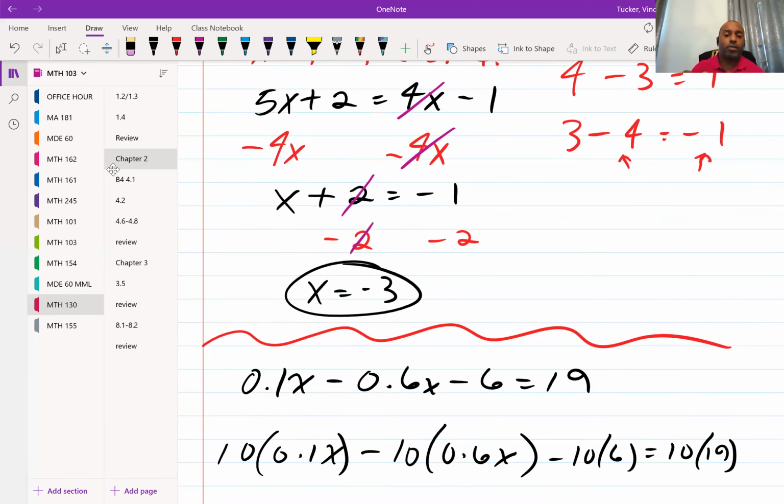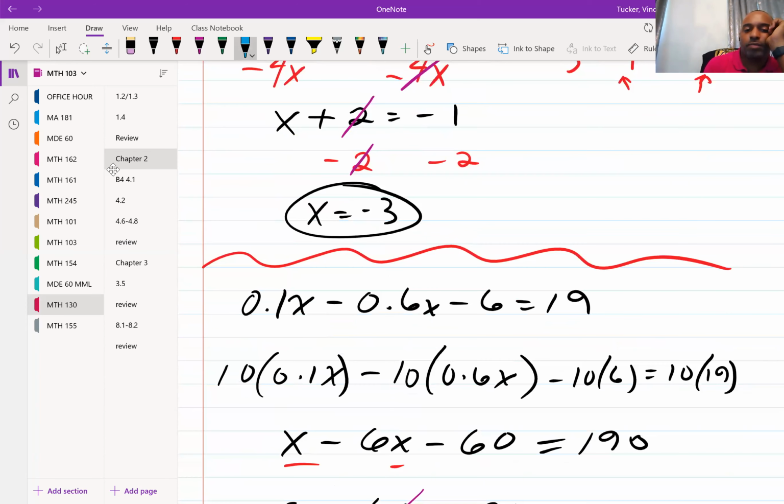Once again, you don't have to multiply anything by 10. You can just work it out. But if you decide you want to clear out your decimals, you could multiply each term by 10. Now remember, if you're going to do this, you have to multiply each term, whether it has a decimal or not. Multiply each term by 10. That's because both of our decimals were in the 10th place. So we multiply each term by 10.